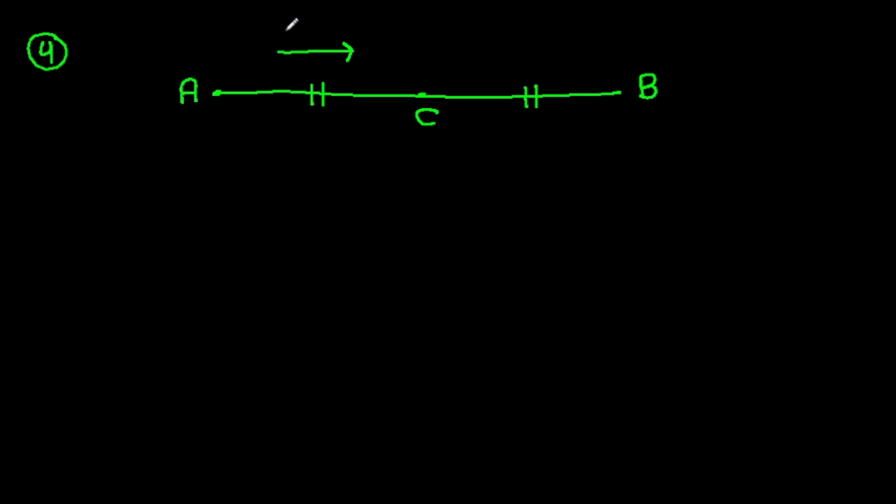Example 4. This is point A, this is point B, this is point C, such that AC and BC are equal. From A to C, a person moves with speed V1. From C to B, he moves with speed V2. Now we have to find average speed.